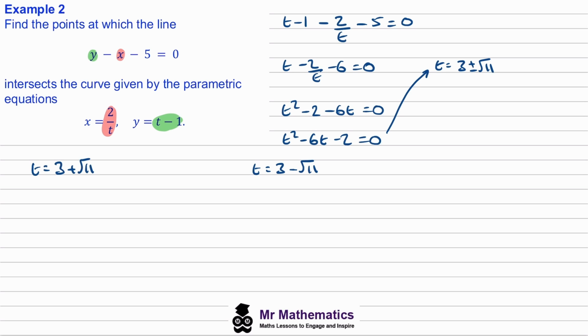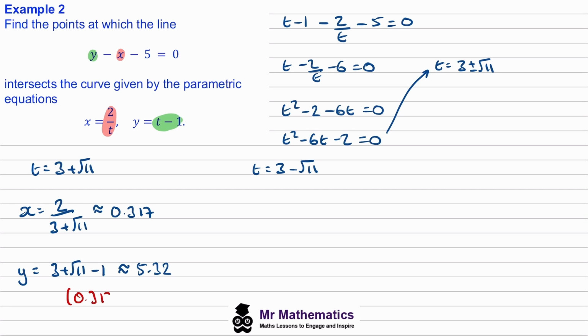So to find the points of intersection, we'll substitute this value of t into our parametric equations. So x will equal 2 over 3 plus root 11. We can work this out and we get approximately 0.317. We'll do the same for y. We'll have 3 plus root 11 minus 1, and this is approximately 5.32. So one of our points of intersection will be 0.317 and 5.32.